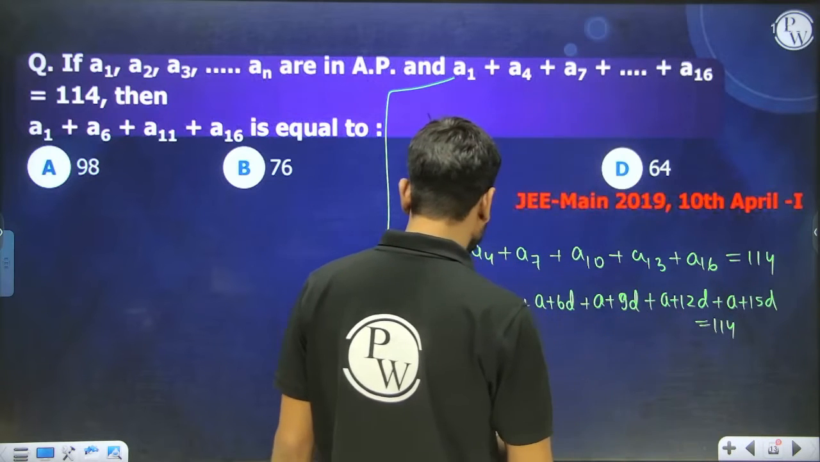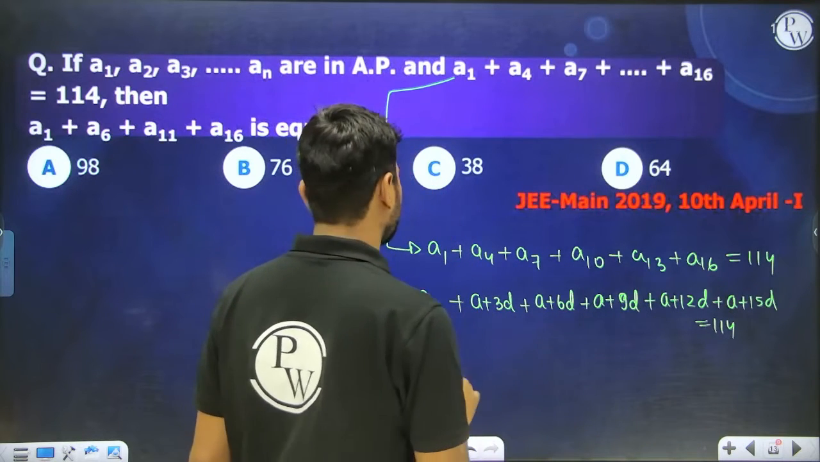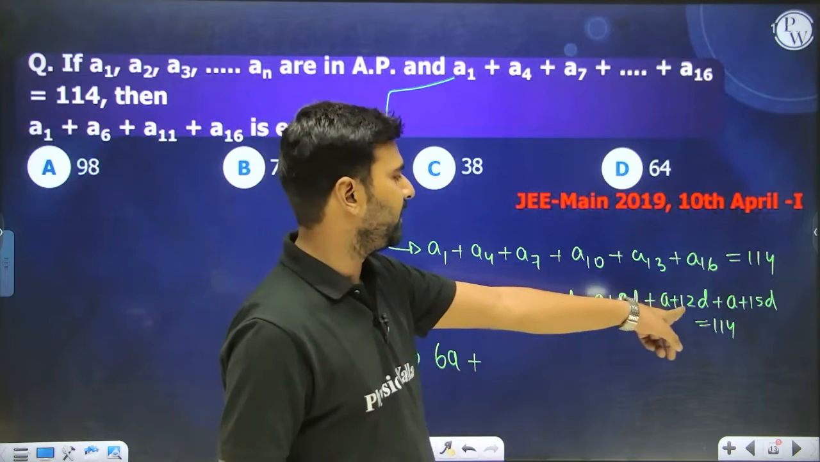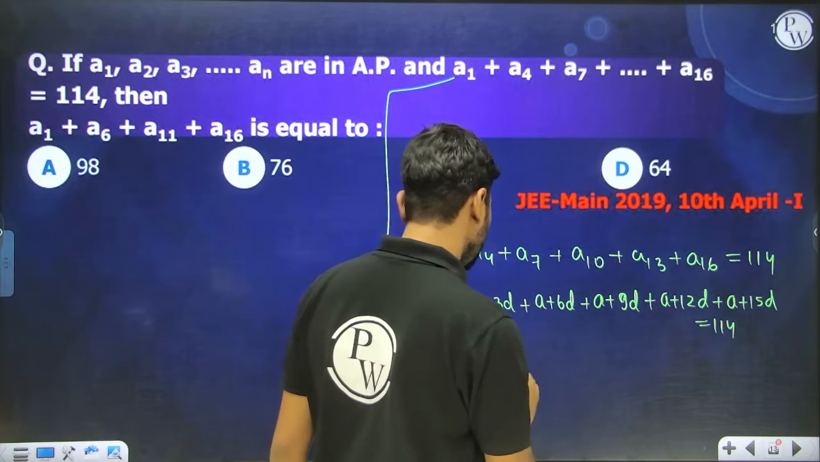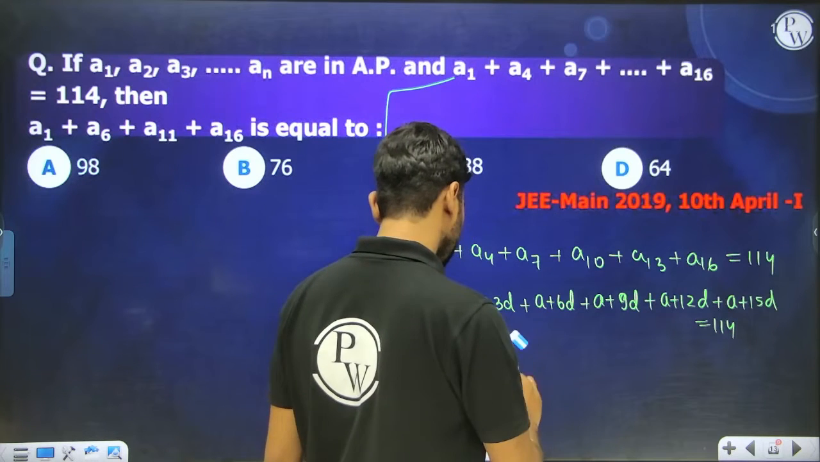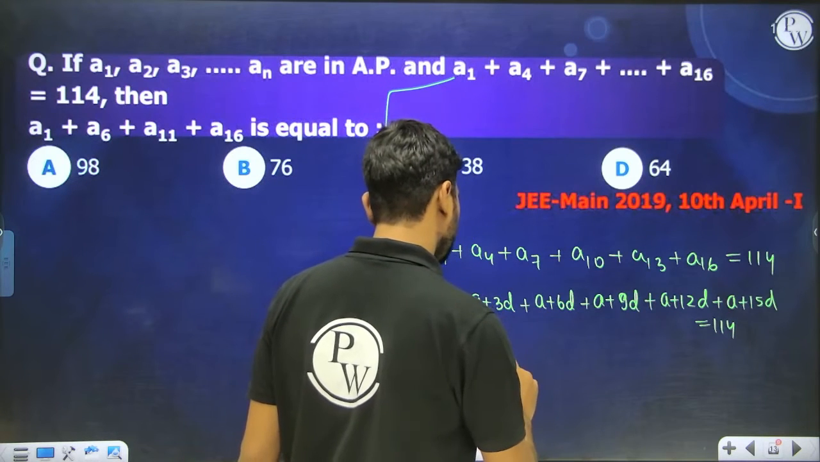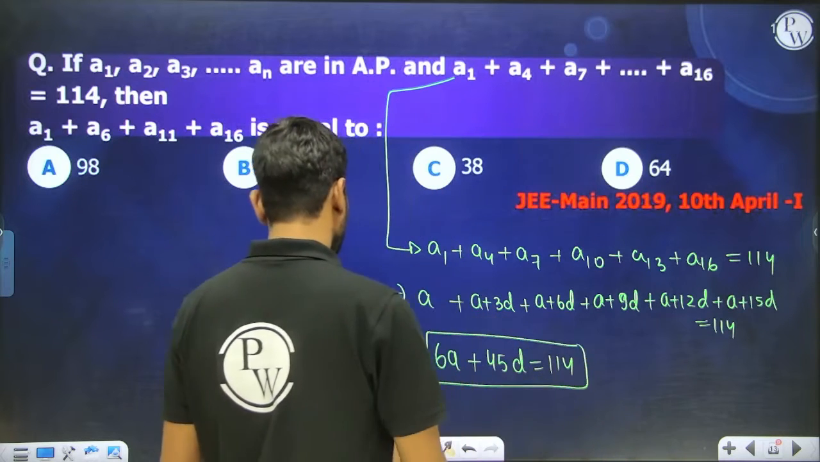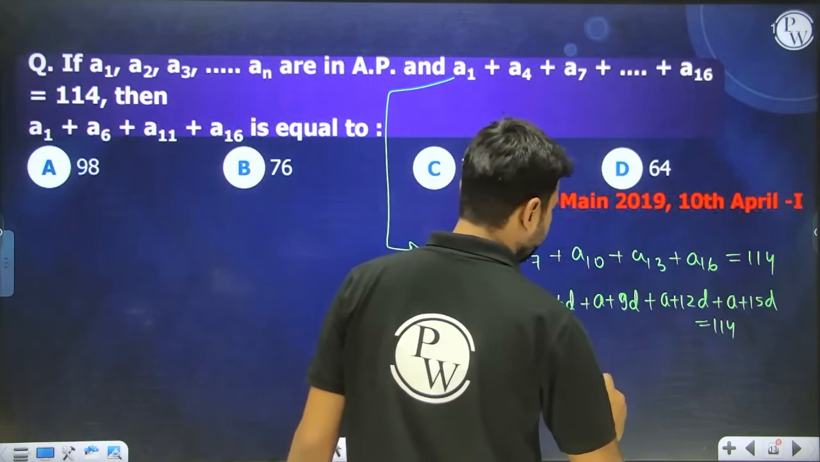Now if that is the case, how many terms are written? These are 6 terms, so it is going to be 6a plus 9d, 18d, 30d, 45d. This particular expression is given to me equal to 114. Alright, moving ahead, calling it equation number 1.